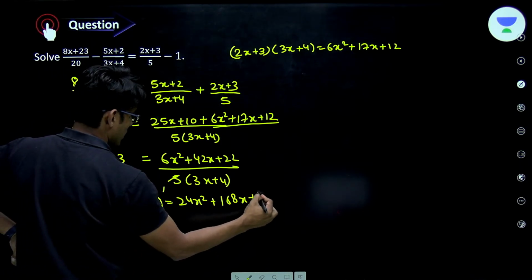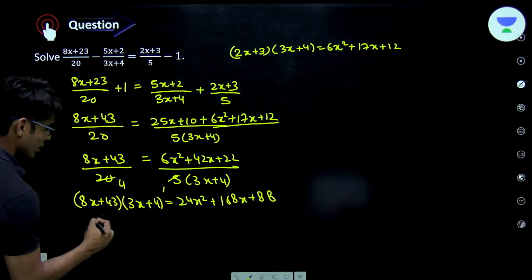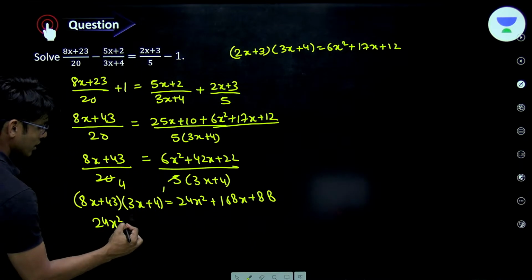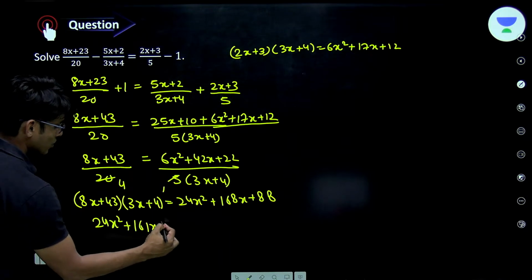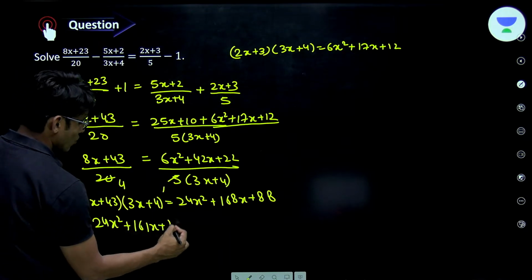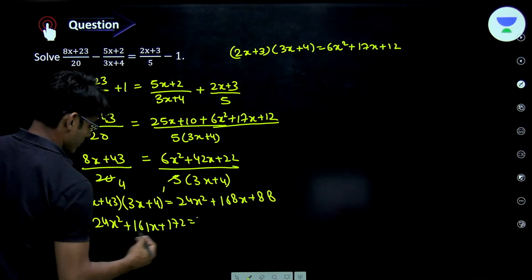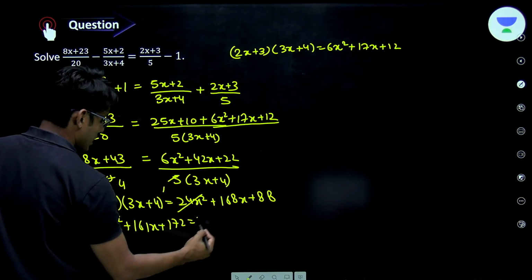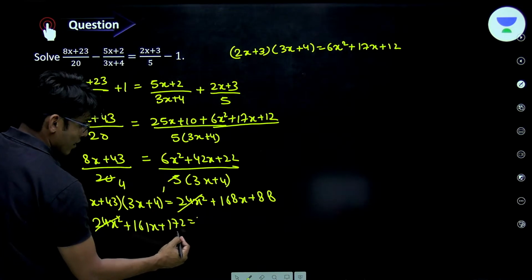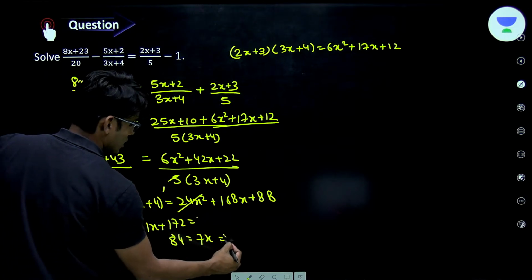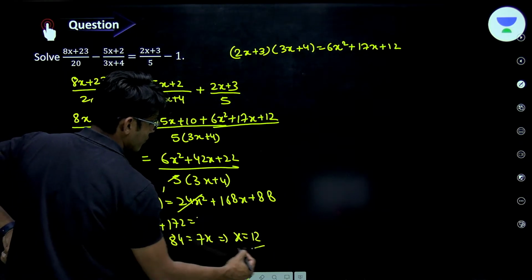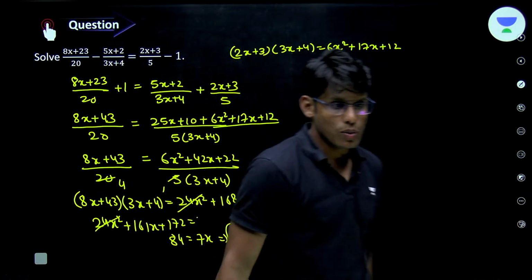168x plus 88. You have 24x square here, 129 plus 3161x here plus 43 times 4 is 172. 24x square get cancelled. You have 1284 here, 7x here, x is equal to 12. X equals 12.